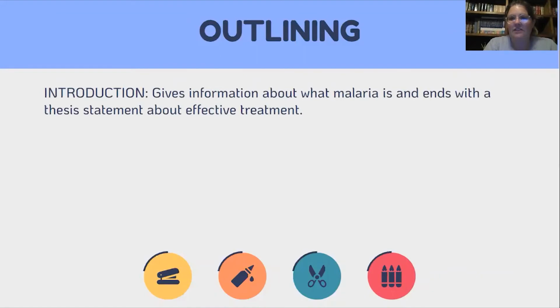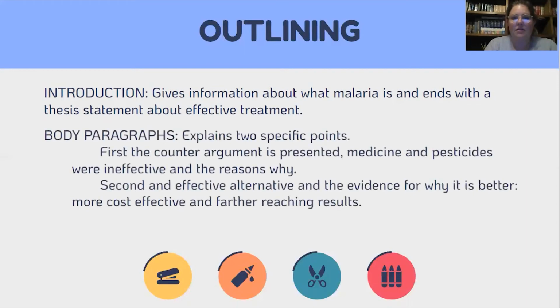The introduction gives information about what malaria is and ends with a thesis statement about an effective treatment. A thesis statement is another way we can say the claim the author is making. You'll see that as you continue to write in the upper grades. Okay, we can see that the body paragraphs explain 2 specific points.